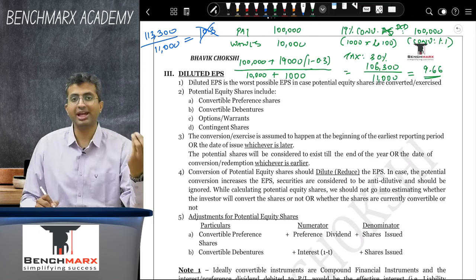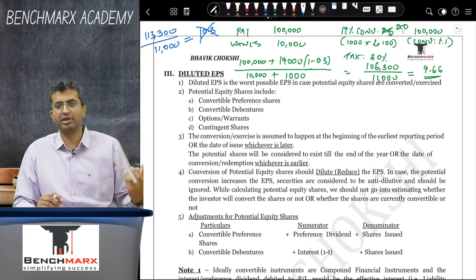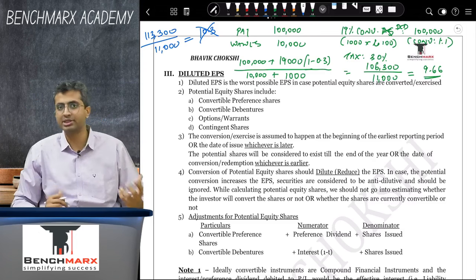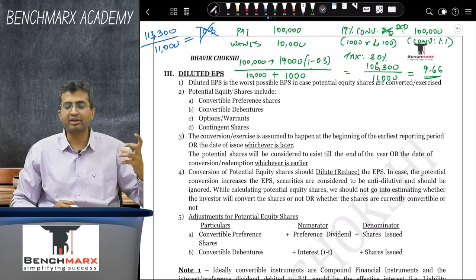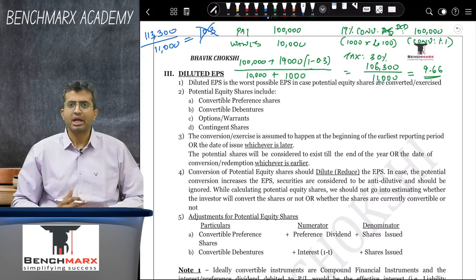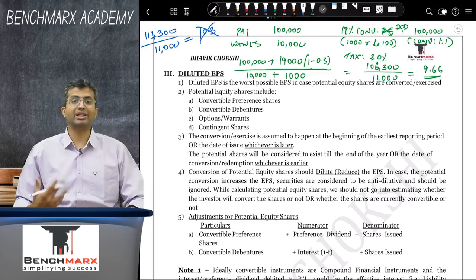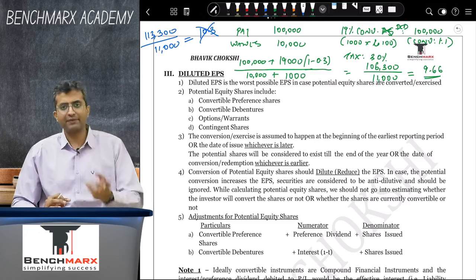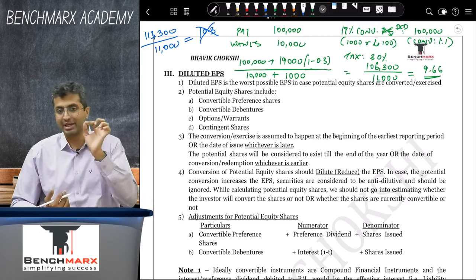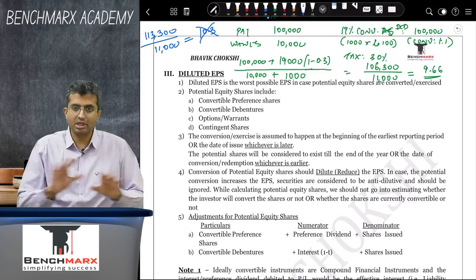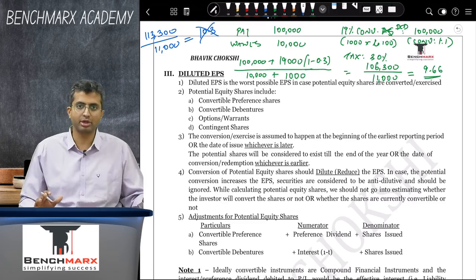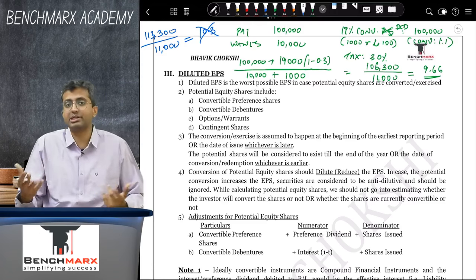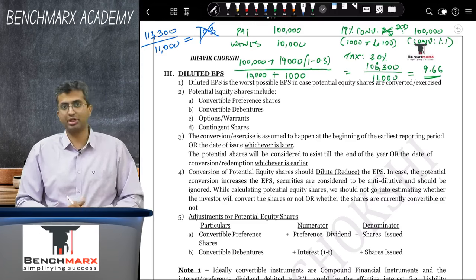No. The word diluted is a one-sided word. Diluted means reduced EPS. Stake dilution, that is stake reduction. So it is a reduced EPS. The standard does not call it potential EPS. It says diluted EPS, which means if I were to include potential equity shares, my EPS should ideally fall. If it does not fall, then it is not diluted. If it increases, it is actually anti-dilutive, and hence it has to be ignored.